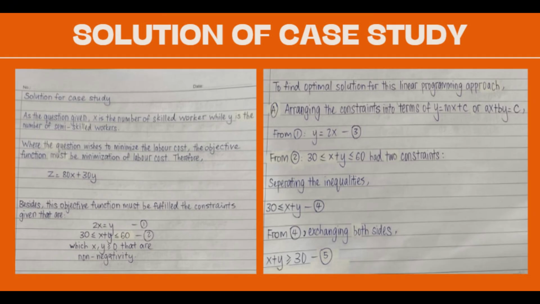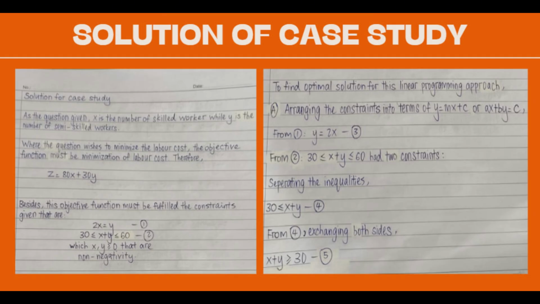So let's consider that 2x equals y is equation 1. From 1, we can change the side, so y is equal to 2x. We consider this equation 3. From 2, 30 is smaller than or equal to x plus y and also smaller than or equal to 60, so we actually have two constraints. By separating the inequalities, we know that 30 is smaller than or equal to x plus y, which we define as equation 4.